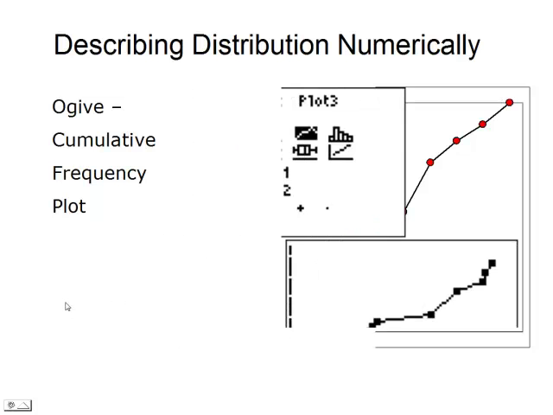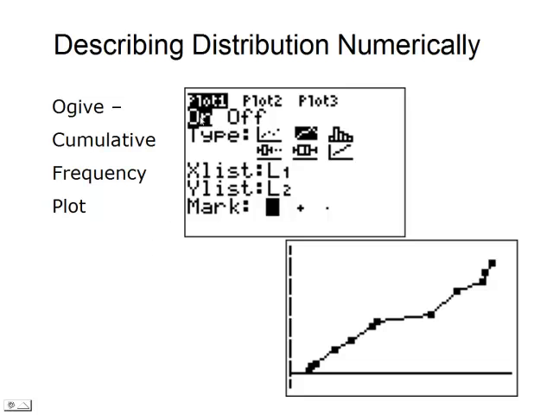To do this on the calculator, you're going to go to Stat Plot, turn on a plot, and go to this second option or type. For your X list, you have L1. For your Y list, you have L2, which is your cumulative frequencies. And then do zoom 9, and this is what your graph will look like.